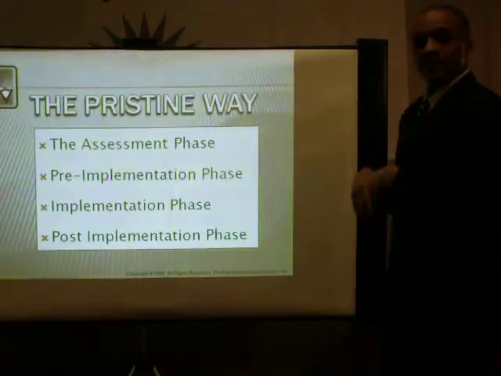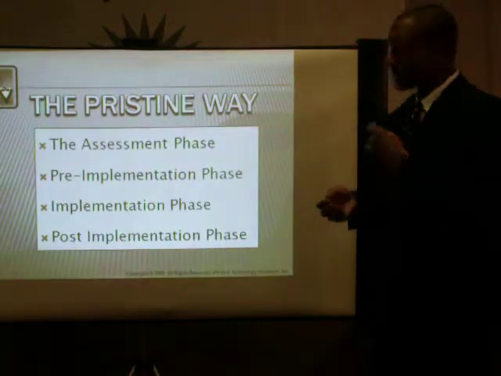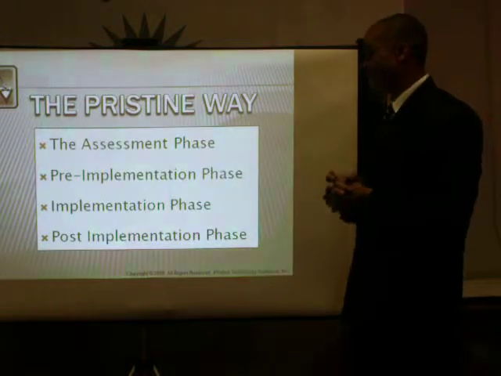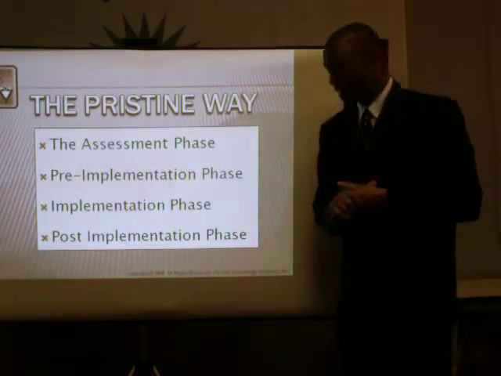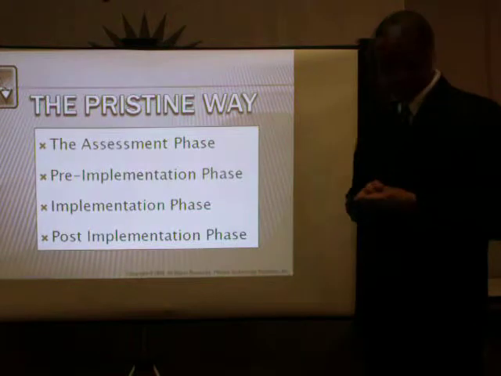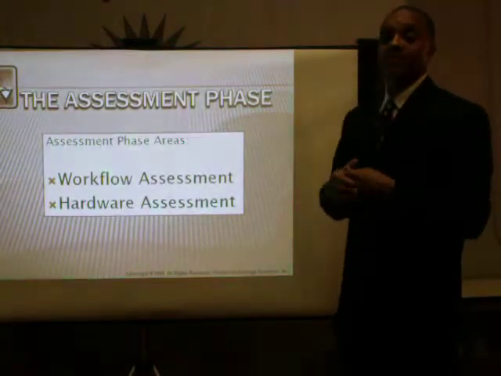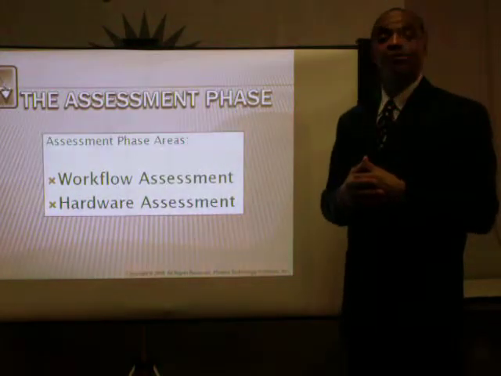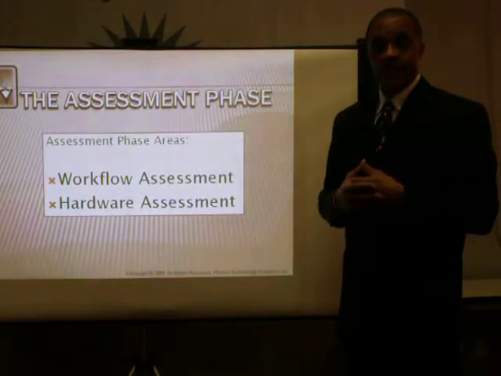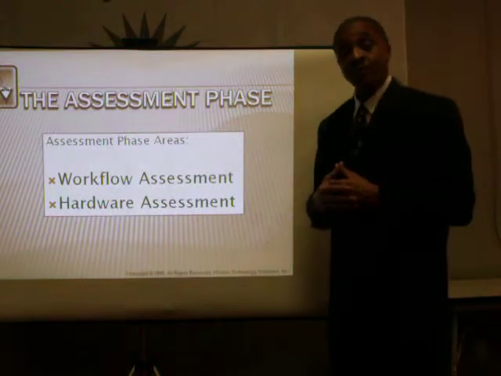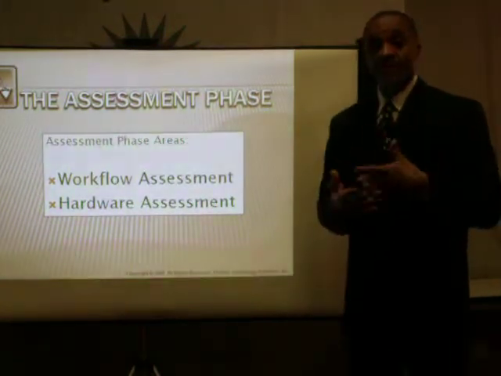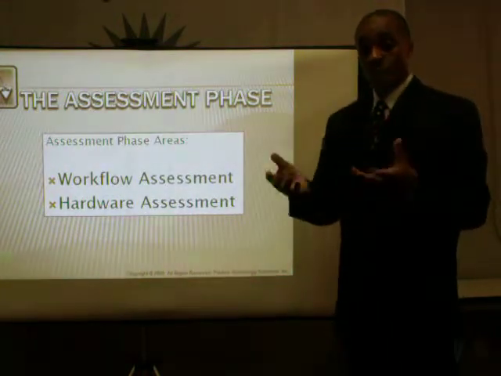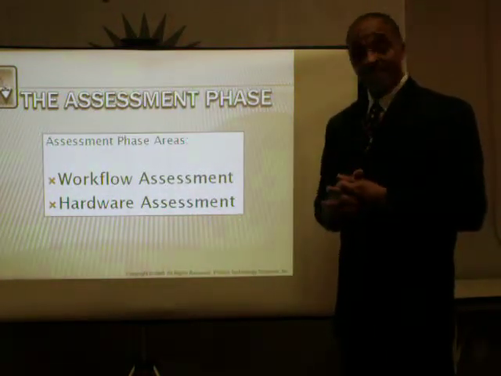Now, this is the Pristine way. When we implement a solution, there are 4 phases: the assessment phase, the pre-implementation phase, the implementation phase, and the post-implementation phase. In the assessment phase, basically, we come to your practice. We perform a workflow assessment. We look at how you do everything that you do in your office. And also, we take a look at your hardware. We ensure that your hardware is qualified or has been provisioned to meet the needs of what we would need it to do. And if it does, we will tell you.